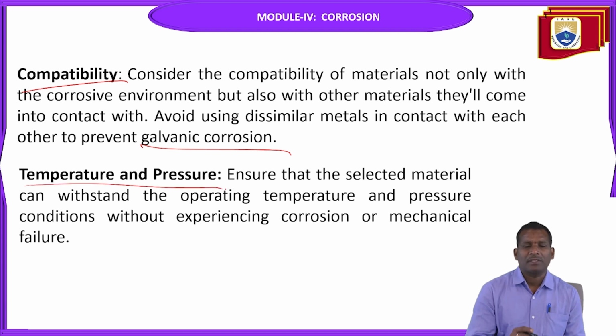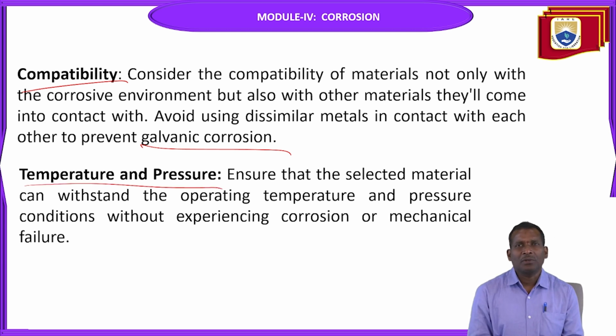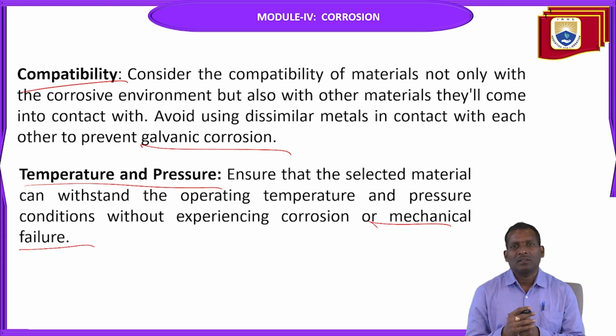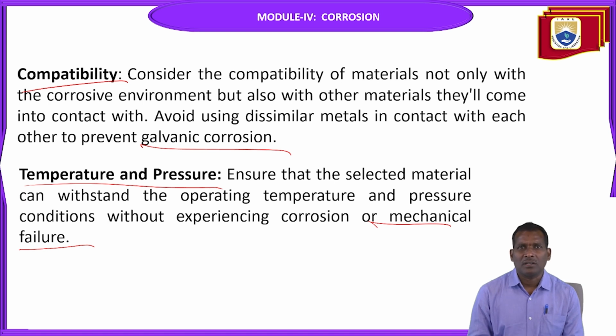Next one, temperature and pressure. Ensure that the selected material can withstand the operating temperature and pressure conditions without experiencing corrosion or mechanical failure. So before selecting the material, ensure that it can withstand the particular operating temperature, and similarly the pressure conditions also. By doing this, you can eliminate the corrosion and avoid the mechanical failure of the component.